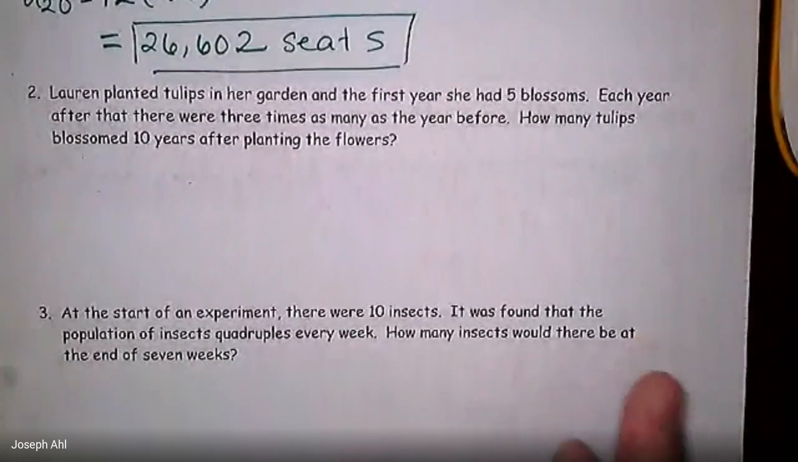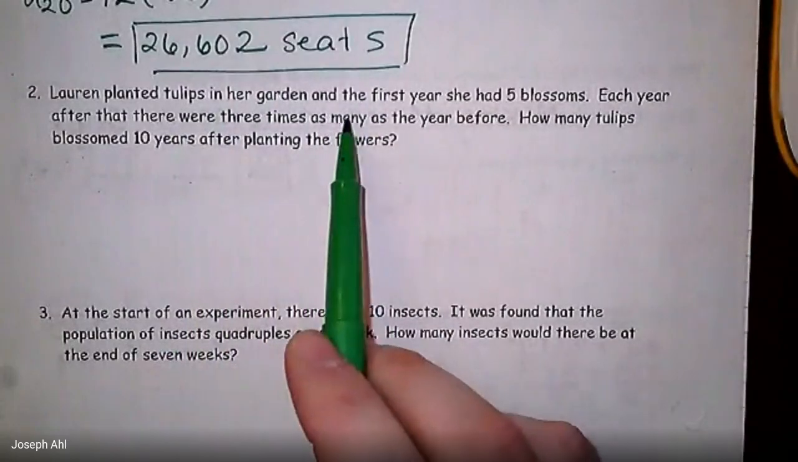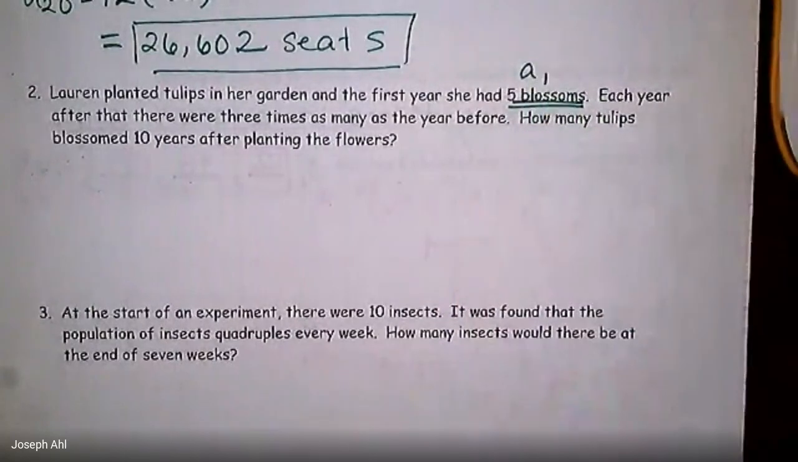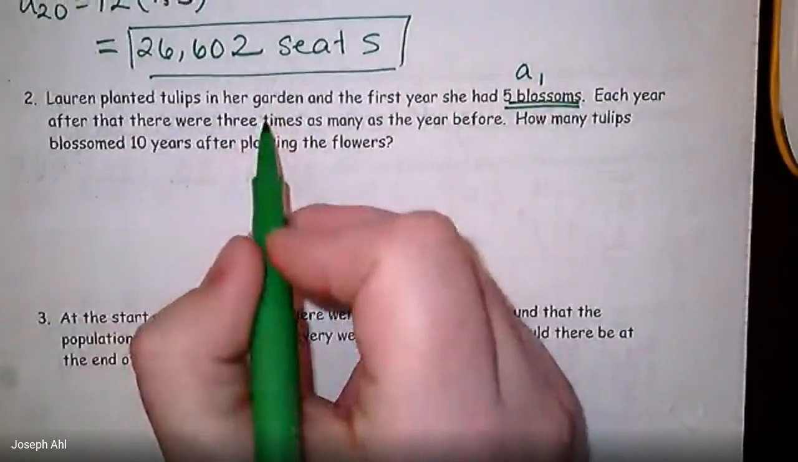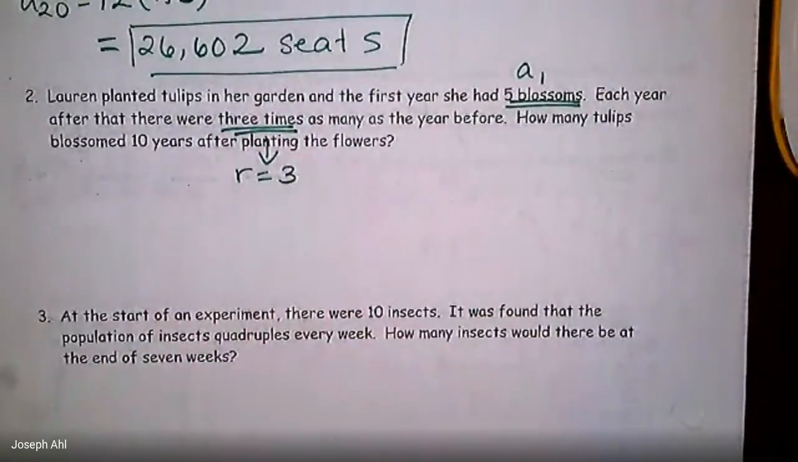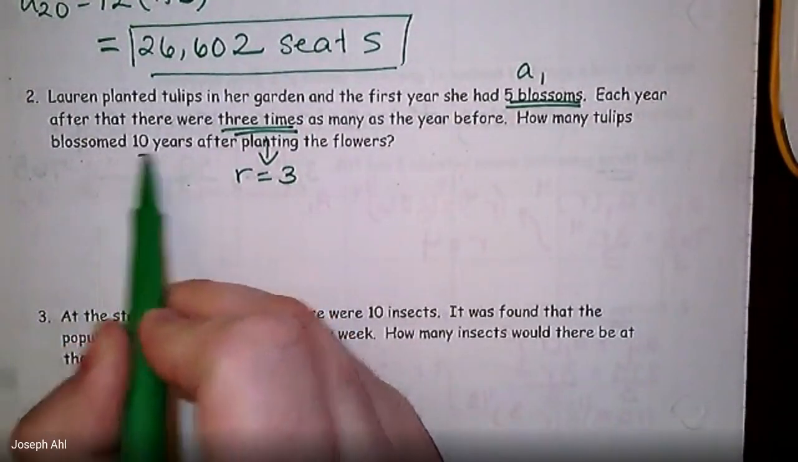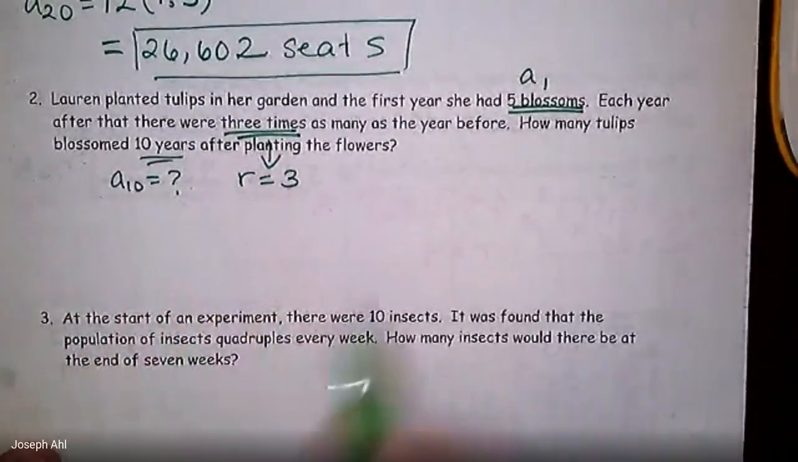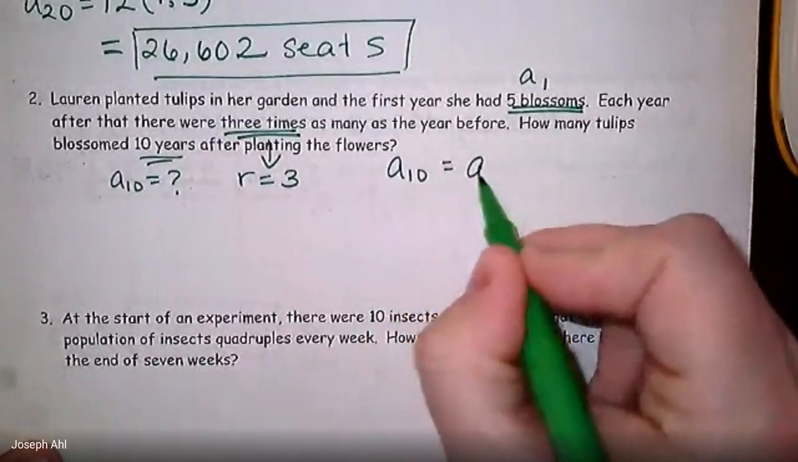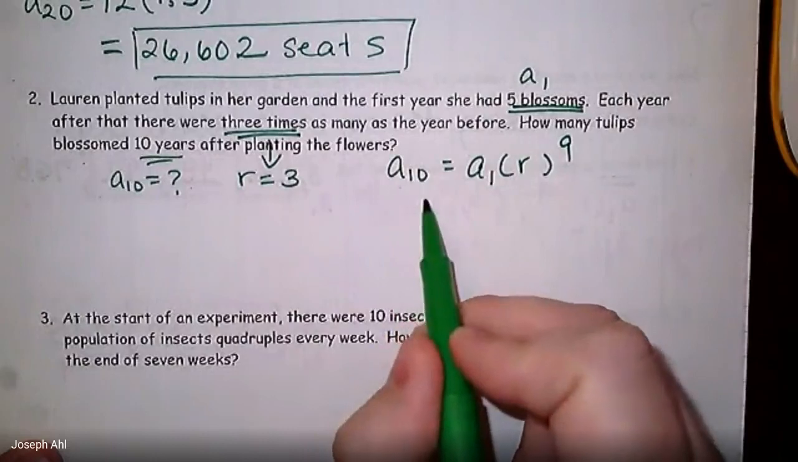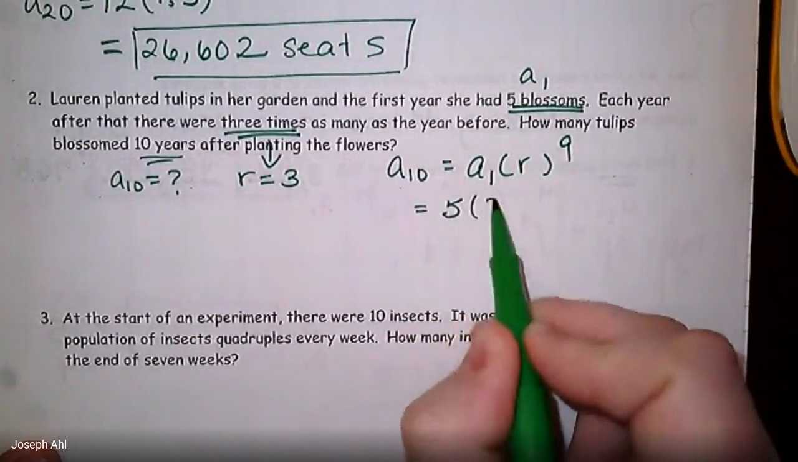Crazy auditorium. All right, our good friend Lauren's planting tulips in her garden, and the first year she had 5 blossoms. So if that's the first year, that's my A1. Each year after that, there were 3 times as many. 3 times as many, that's going to be a good keyword to know it's geometric. So the R value is 3. How many tulips blossomed 10 years later? So I want to know, what is A10? In a geometric sequence, A10 is A1 times R to the 9th. And then if I go ahead and plug in what I know, that A1 is 5, the ratio is 3.